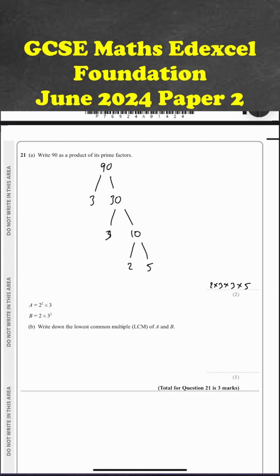A equals 2 squared times 3. B equals 2 times 3 squared. Write down the lowest common multiple of A and B. So 2 squared times 3 is just 12. 2 times 3 squared is just 18. So the 12 times table is 12, 24, 36, 48, 60. The 18 times table is 18, 36, 54. We can stop there because we can already see 36 is the lowest common multiple of both these two numbers.